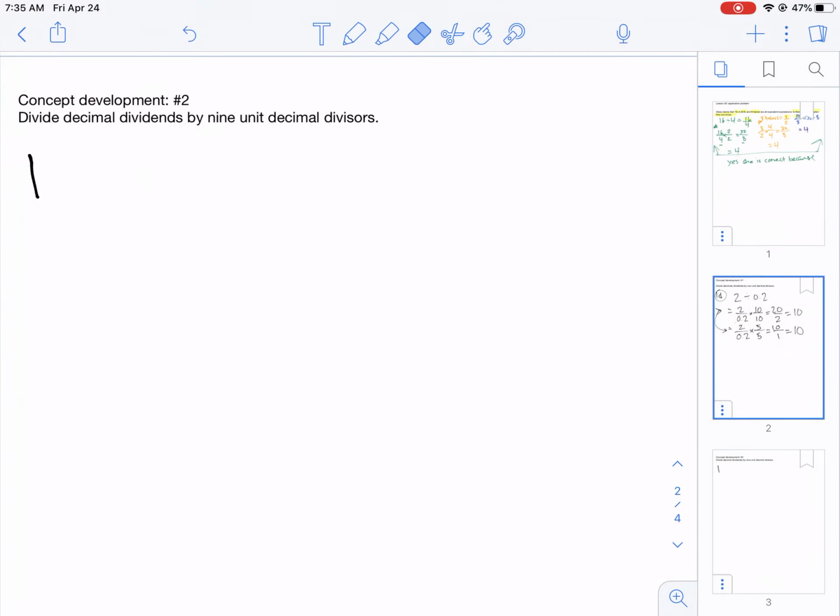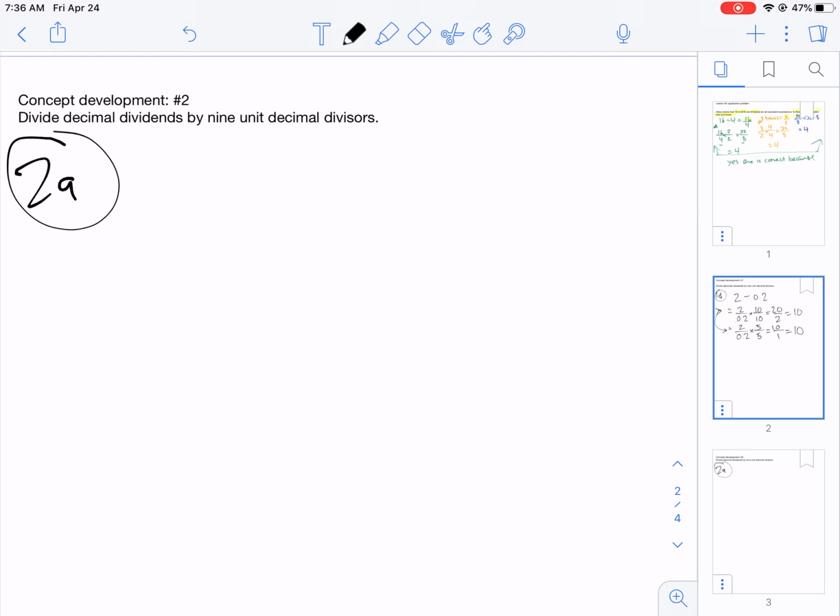All right, we are on 2A. Now, number 2 is going to look a little bit different, okay? And I'm going to show you why. Like problem number 1, when we divided by something that was in tenths, we multiplied by 10 over 10. So for problem 2A, we're going to divide by a number that's in hundredths. So what are we going to multiply by? You got it, 100 over 100.